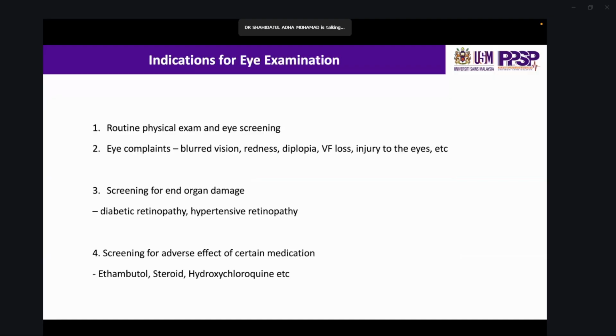The indications for eye examinations include routine physical examinations and eye screenings. Okay, and you can perform eye examinations in patients presenting with blurred vision, eye redness, diplopia, visual field loss, or any injury to the eyes. Apart from that, screening for end organ damage is very important in patients with diabetes and hypertension, because you want to see whether they have retinopathy or not. You can also screen the eye and refer the patients to us to assess for adverse effects or toxicity of certain medications such as ethambutol, steroid, or hydroxychloroquine.